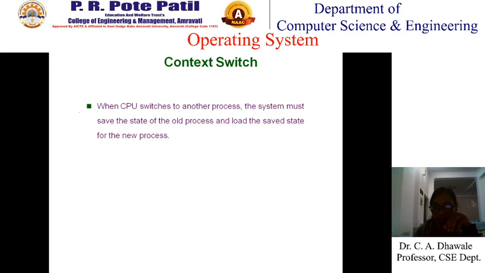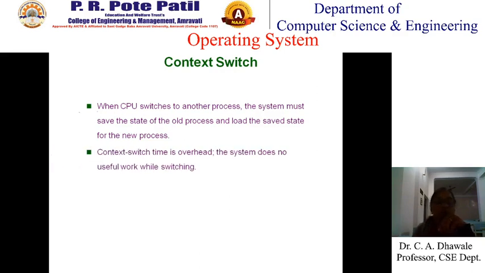Suppose that the first process is executed completely. Then this process should be removed from the main memory, and the CPU has to jump to the second process. Means it has to load the saved state of the new process. This time is called jumping from one process to another. It is called context switch.